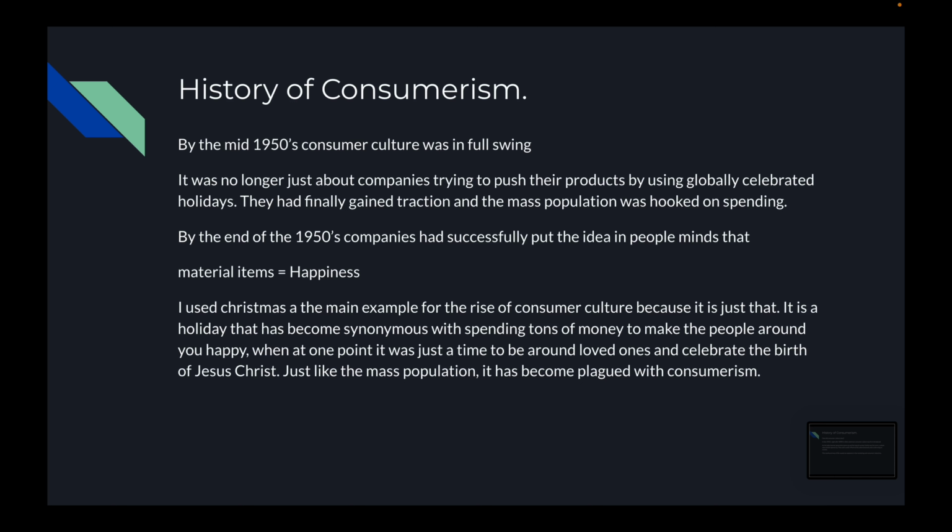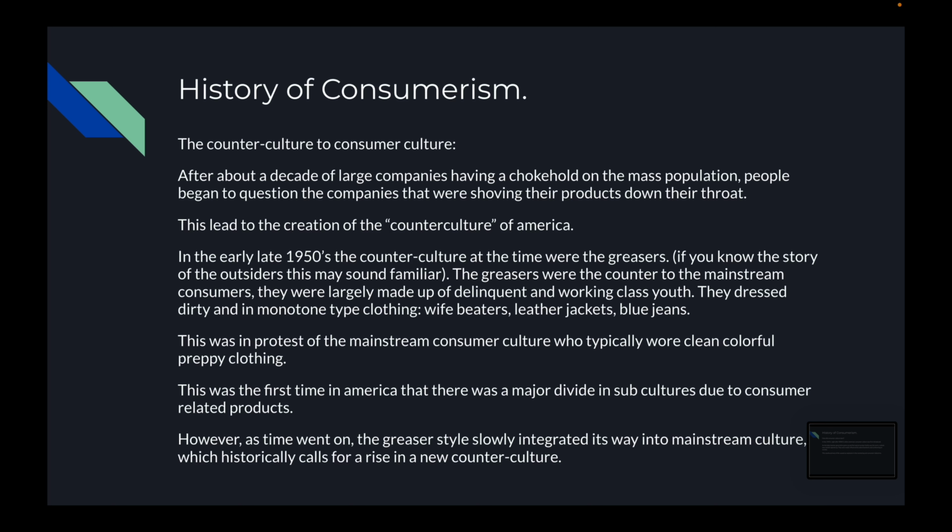I use Christmas as the main example for the rise of consumer culture because it is just that. It is a holiday that has become synonymous with spending tons of money to make the people around you happy, when at one point it was just a time to be around loved ones and celebrate the birth of Jesus Christ. Just like the mass population has become played with consumerism.